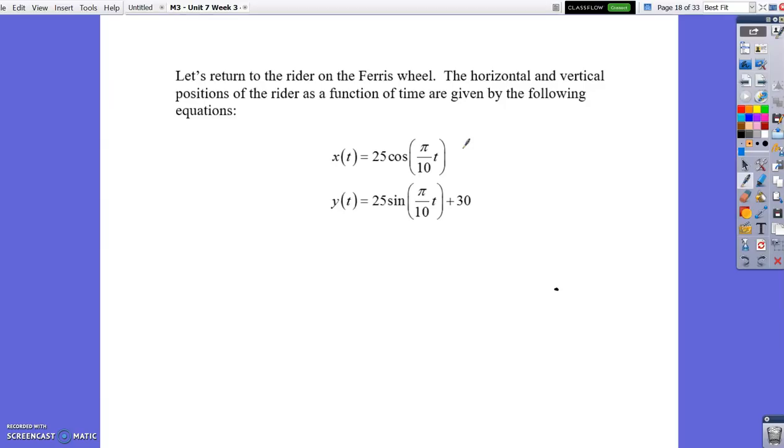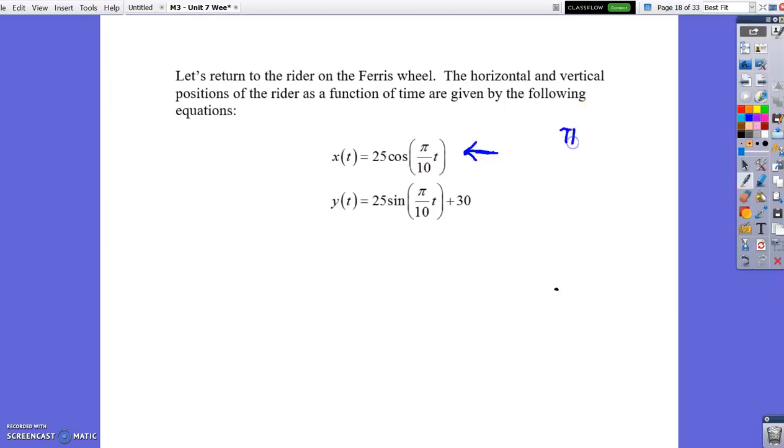And so we're going back to our Ferris wheel, which we defined at the beginning of chapter 6, unit 6. And so we have our first equation for the horizontal distance, so for x. And so cosine, if you recall, the shadow on the ground of the Ferris wheel moving back and forth this way. And 25, because that was the radius of the Ferris wheel. Pi over 10 had to do with the period.